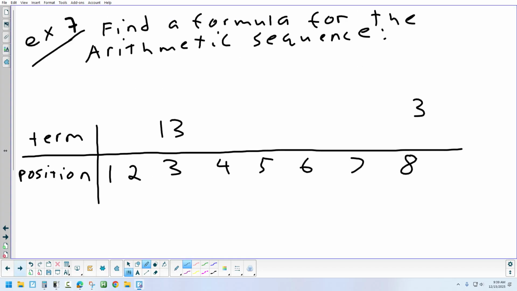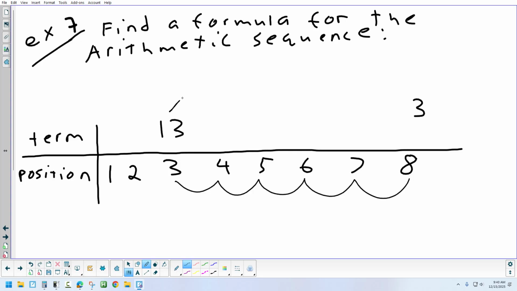Okay. Let's try this one. It says find a formula for the arithmetic sequence. They've given us enough information, but what's a little different this time? We don't have the first term, but we got the 3rd term and we got the 8th term. So somehow we have to work backwards to get the first term. So the way we can figure it out is to get from the 3rd term to the 8th term. How many steps is that? 5. It's 5 steps, okay, 5 jumps to get from the 3rd term to the 8th term.